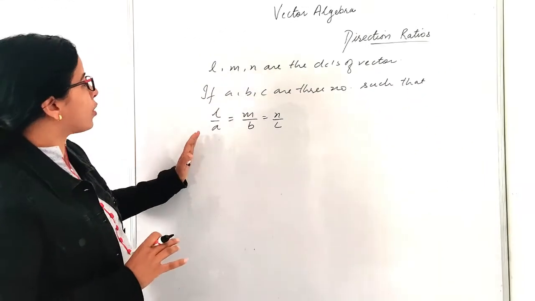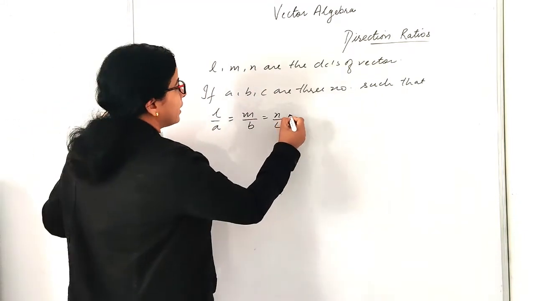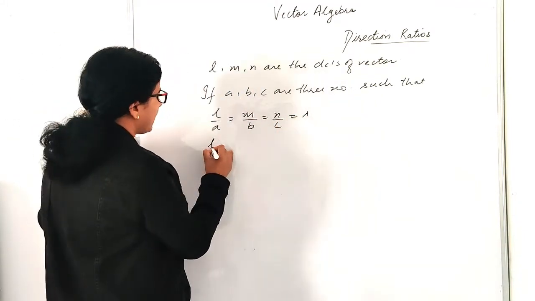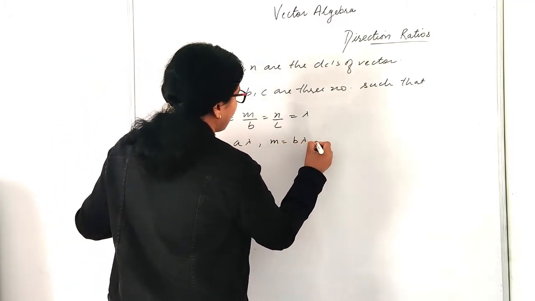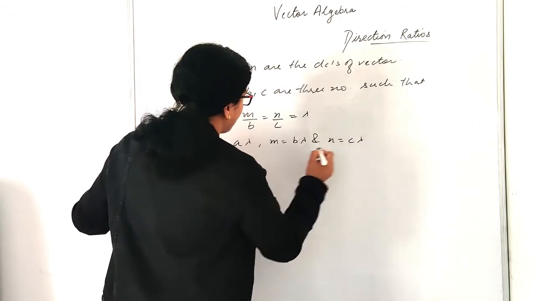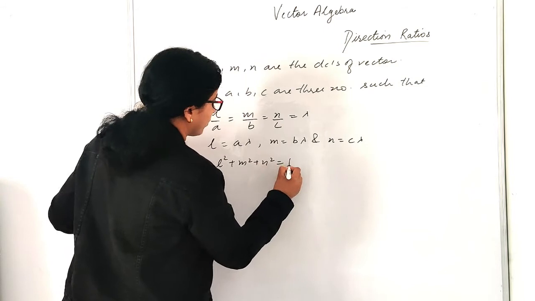So now if we want to find the values of L, M, N in terms of A, B, C, what can we do? Write it equal to lambda. So L is equal to A lambda, M is equal to B lambda and N is equal to C lambda, right? And we already know L square plus M square plus N square is equal to 1, right?